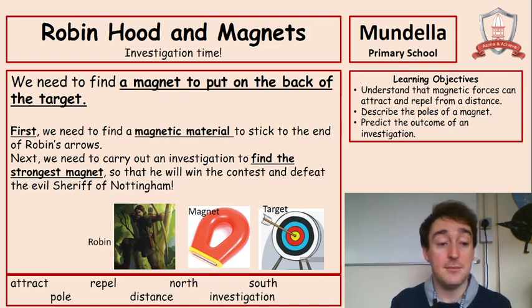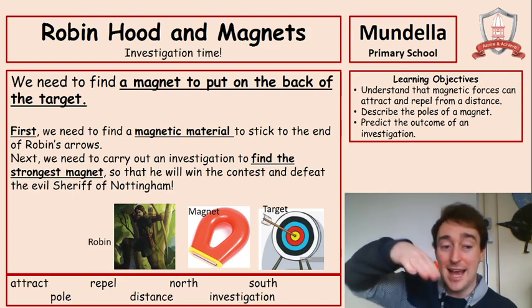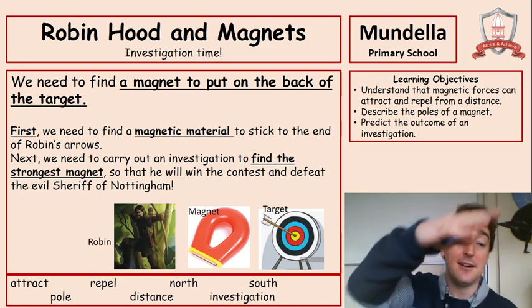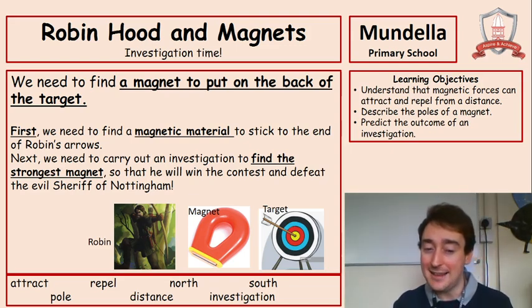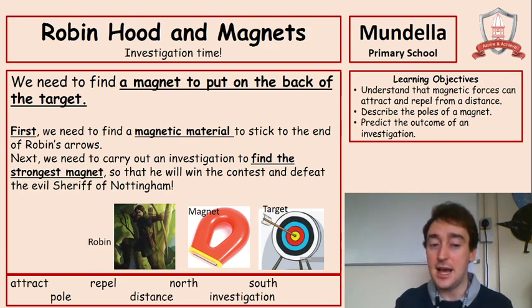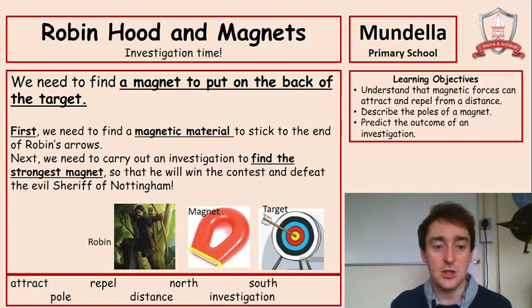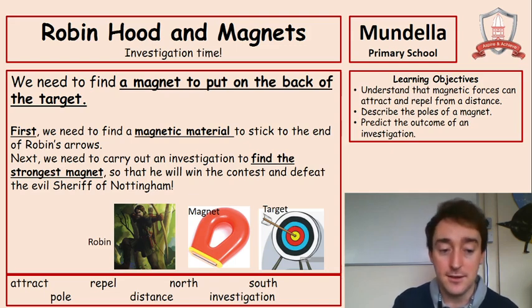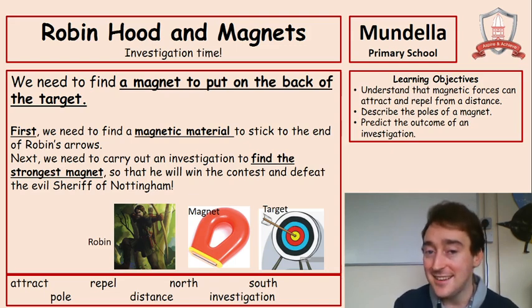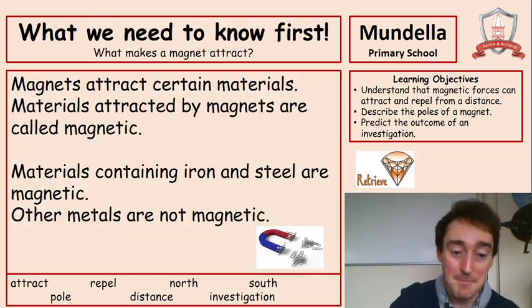So we need to find a magnetic material to stick to the end of Robin's arrows. Now if it's going to stick to the end of Robin's arrow, it needs to be as light as possible so it doesn't weigh the arrow down when it flies to the target. So we need a small magnetic material to stick to the end of the arrow, okay? And then next, we need to carry out an investigation, and we'll do this on Friday, to find the strongest magnet so that he will win the contest and defeat the evil Sheriff of Nottingham. Are you ready? Yes. Okay, let's go.